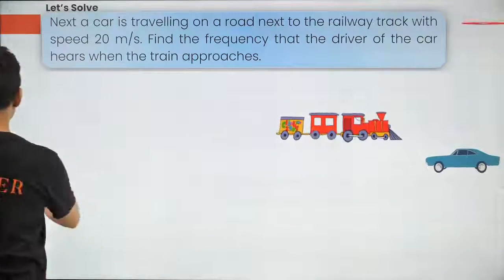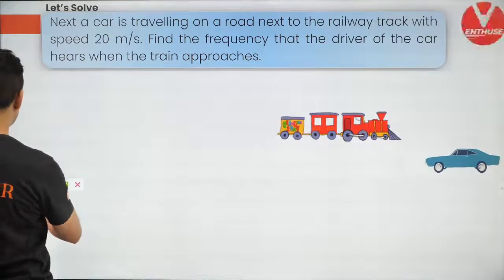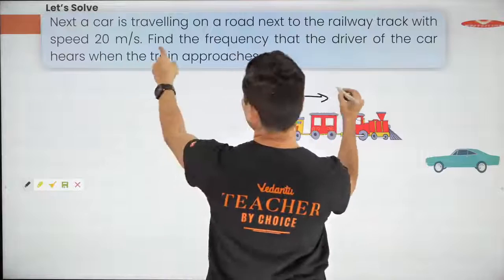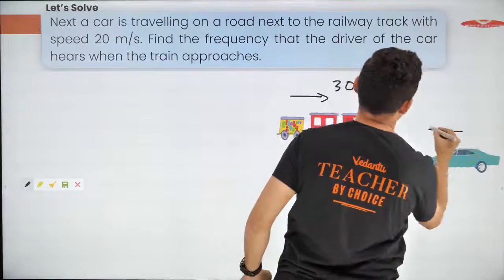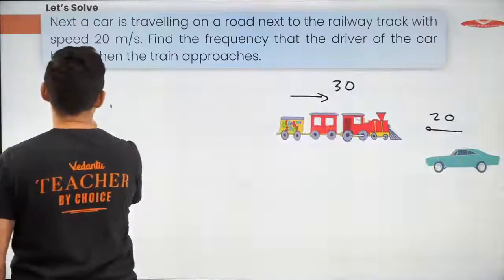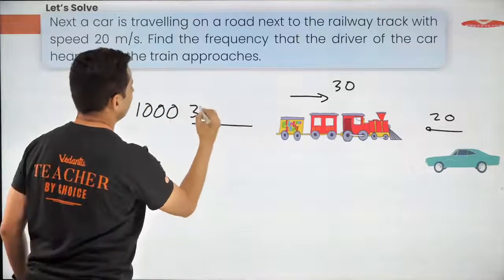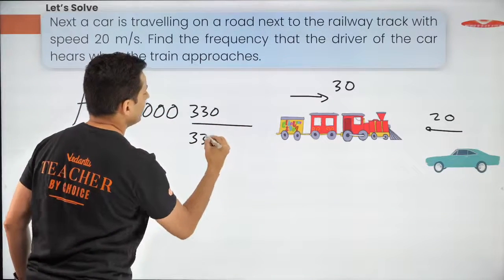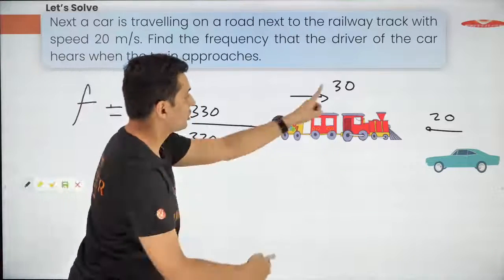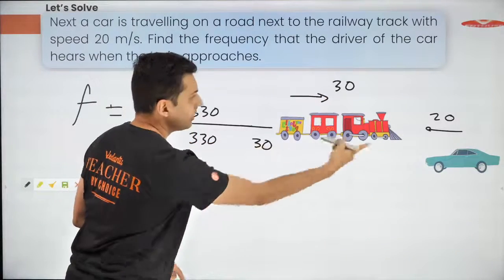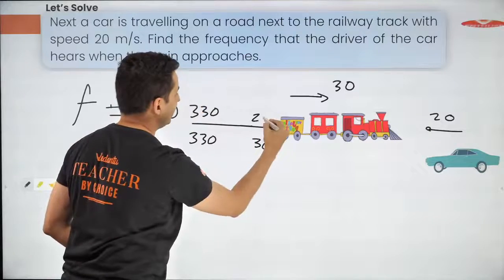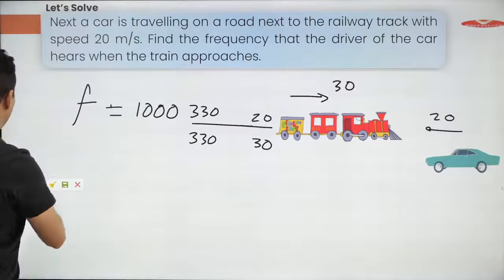The car is also moving now. Let's see how many of you get this. The train is moving with 30. The car is moving with 20. So the frequency heard will be 1000 times 330 over something. The source is the train, 30 here. The detector is the car, so 20 here. Decide what is the sign, quickly.